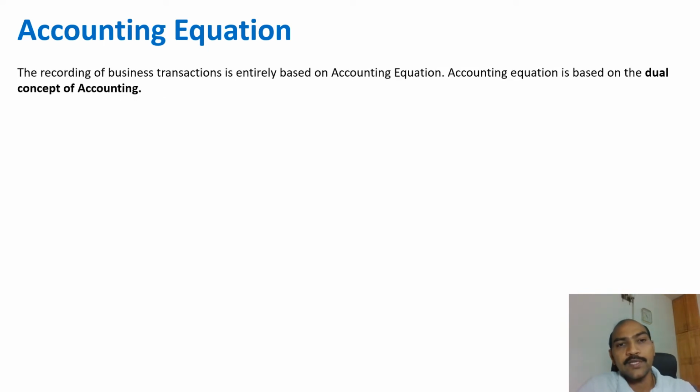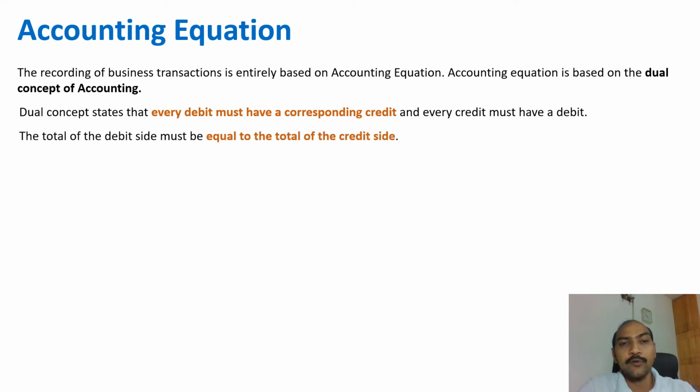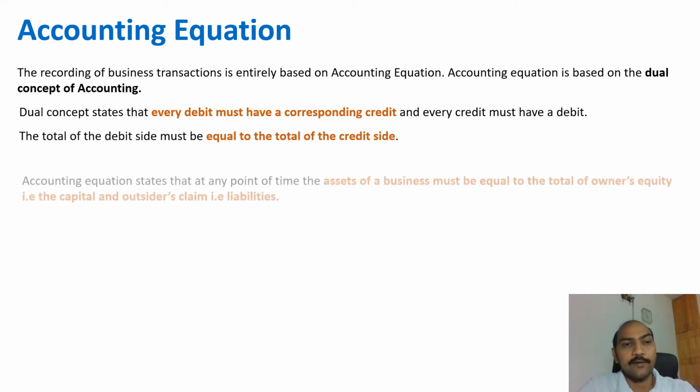The recording of business transactions is entirely based on the accounting equation. The accounting equation is based on the dual concept of accounting, the concept we studied in the previous video. The dual concept states that every debit must have a corresponding credit and every credit must have a debit. The total of the debit side must be equal to the total of the credit side.